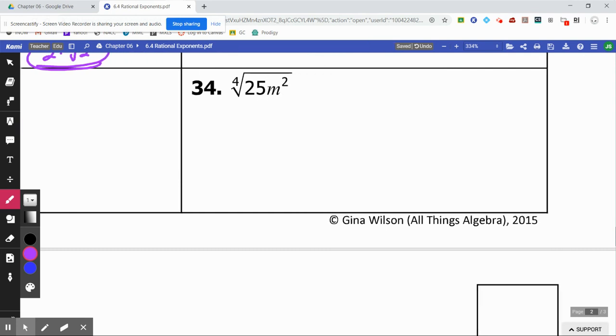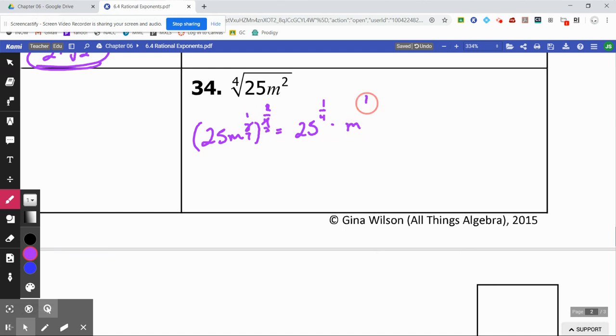Next one, the 4th root of 25m squared. We can write that as 25m squared to the 1/4 power. Anytime you're raising a bunch of stuff in parentheses to a power, you can raise each one of them as long as there's no plus or minus signs. You can raise each one to that power. So you have 25 to the 1/4, and m squared to the 1/4 power would be, cross cancel, a 1 and a 2, m to the 1/2 power.